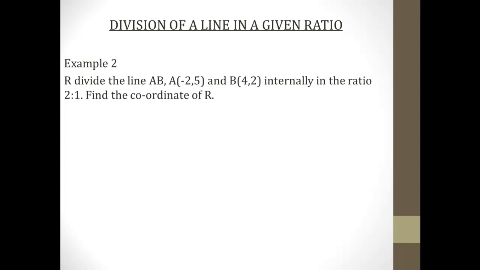So now we have example 2. Example 2: we have R dividing the line AB, where A has a point, B also has a point, internally in a ratio 2:1. Now the question is, find the coordinates of R.